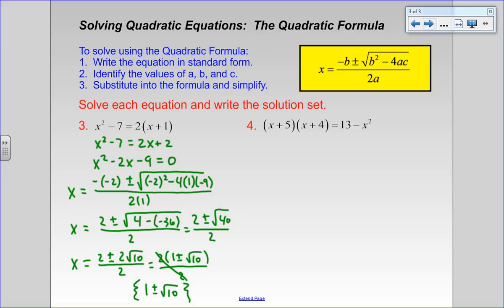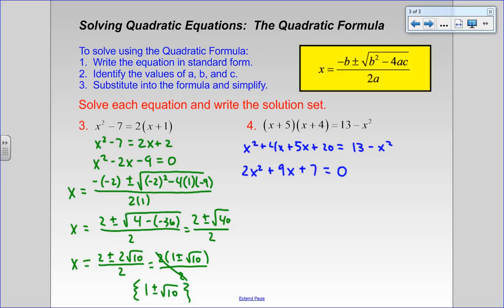Finally, let's look at example 4. Note that once again, this equation is not written in standard form, so we will write it in standard form before we can apply the quadratic formula. Multiplying out the binomials on the left-hand side of the equation leads to x squared plus 4x plus 5x plus 20. And then we can add x squared to both sides. Combine 4x and 5x, and then we can subtract 13 from both sides to obtain 2x squared plus 9x plus 7 equals 0.